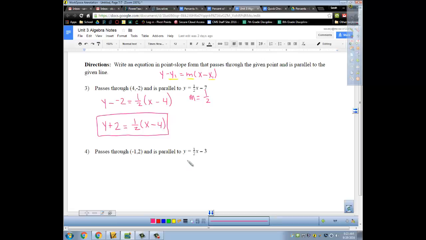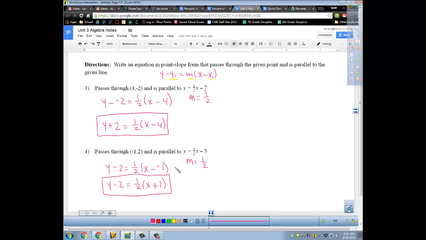Then number 4, slope is again 1/2. So y minus your y value equals your slope times x minus your x value. So just a little bit of simplifying to get a final answer of y - 2 = 1/2(x + 1). So pay attention to what form they say to put it in.